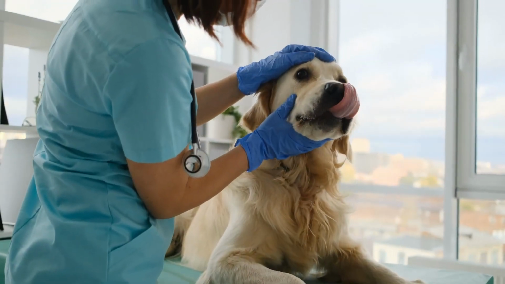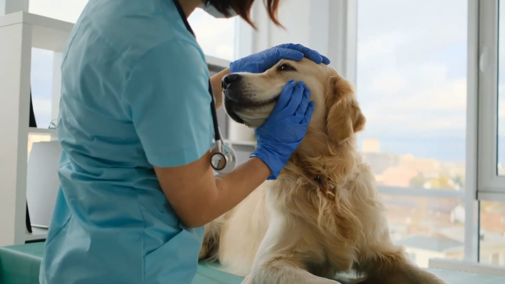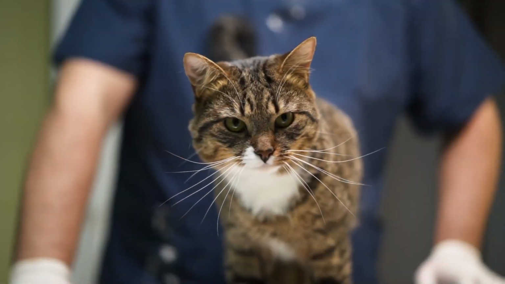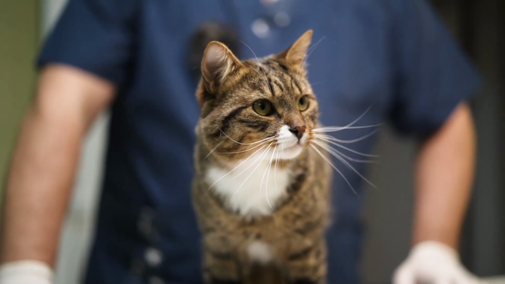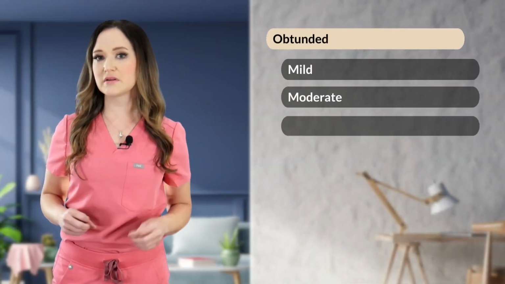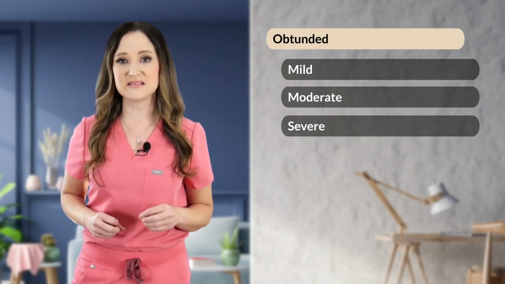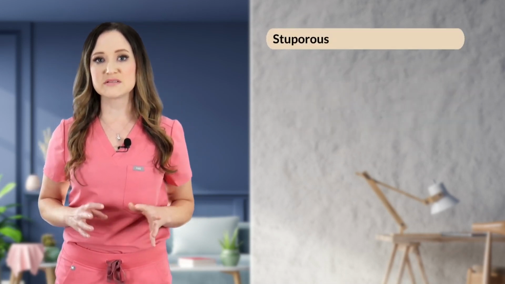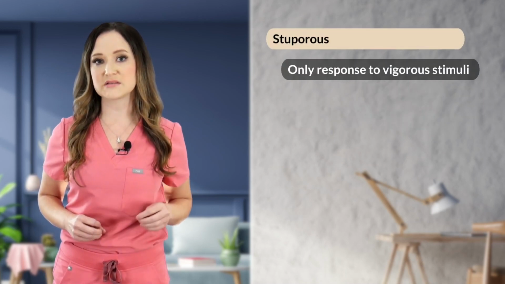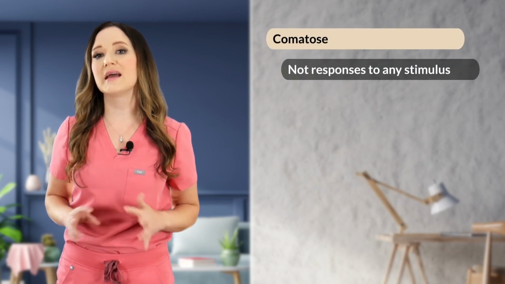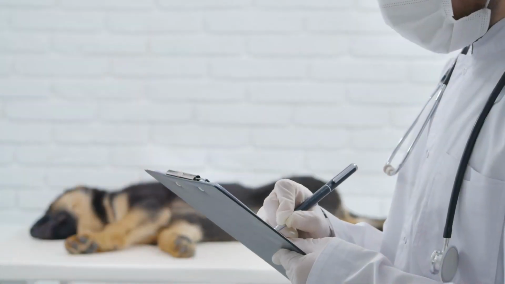First, let's talk about how we evaluate mentation. A patient's mentation, or level of alertness and responsiveness, is classified into the following categories: normal, usually described as bright, alert and responsive or quiet, alert and responsive in a hospital setting; mild, moderate, or severely obtunded, with obtundation meaning a decreased responsiveness to normal environmental stimuli; stuporous or semi-comatose, where the patient only responds to vigorous or noxious stimuli; and comatose, where the patient is not responsive to any stimulus, including noxious stimuli.